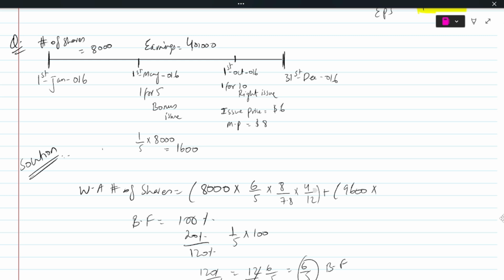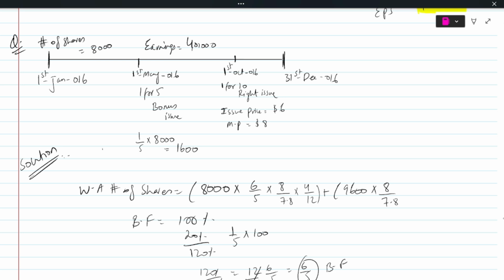9,600. And now I'm not going to multiply this with the bonus factor. Why? Because now we are standing on 1st May, and on 1st May, the bonus issue is already done. Therefore, no need for the bonus factor now. However, I am going to multiply with the bonus adjustment factor because we are standing at 1st May, which is before the right issue, right?